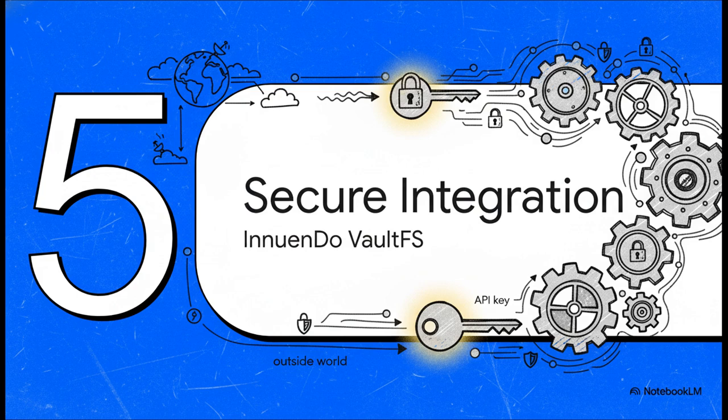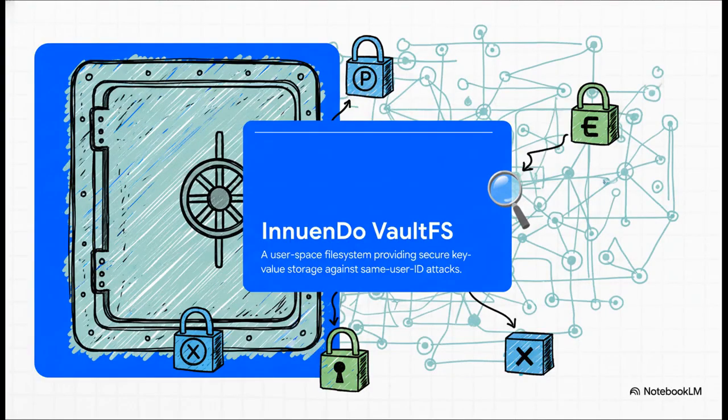Okay, finally, let's look at how this all plugs into the ecosystem securely. I mean, a language is only as useful as its ability to talk to the outside world, especially when it comes to sensitive data like API keys. Merg integrates with a tool called Innuendo Vault FS. You can think of it like a specialized file system that walls off secrets. It doesn't just look at the user ID. It identifies a program by its unique executable path, creating a kind of private vault for each individual application.